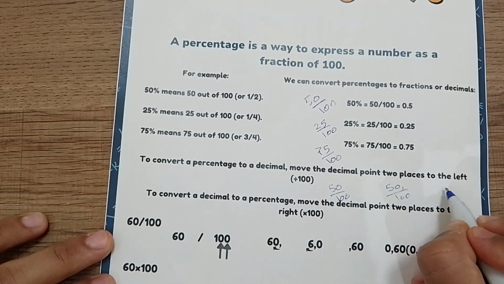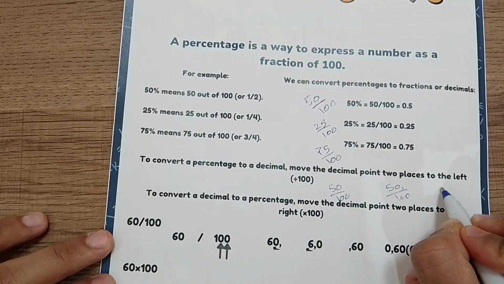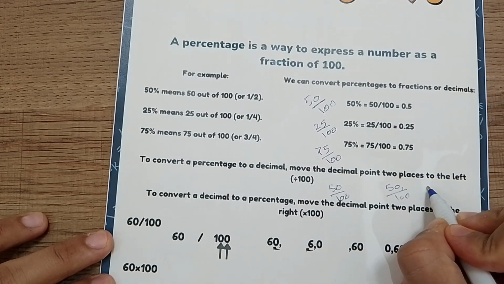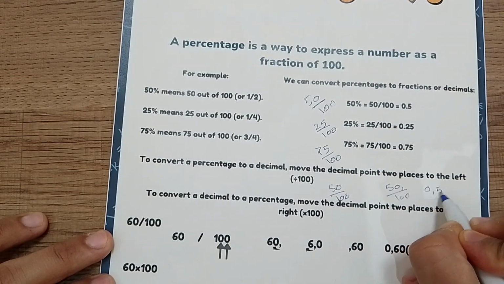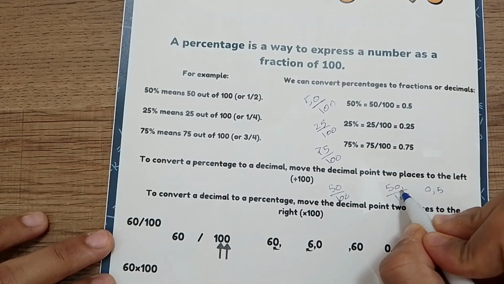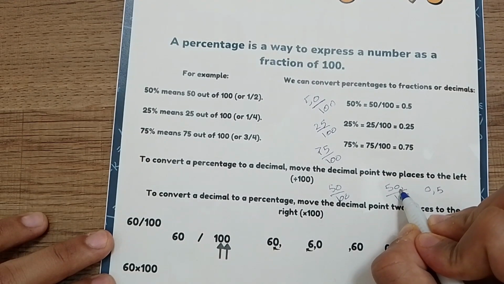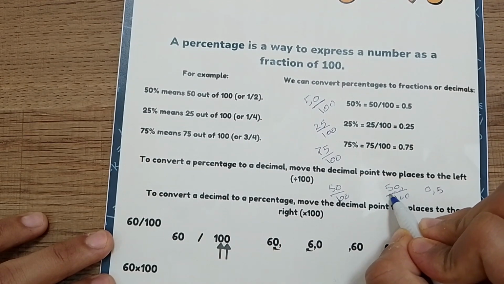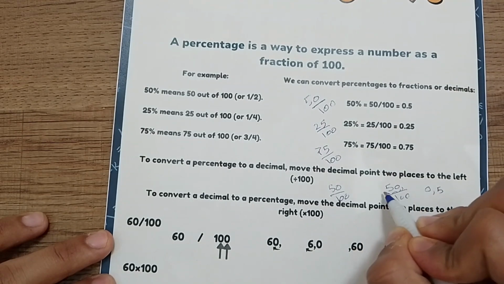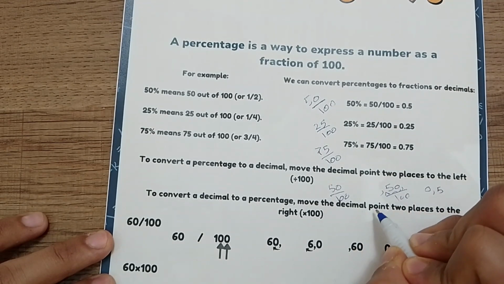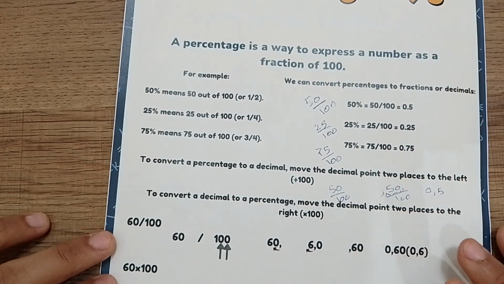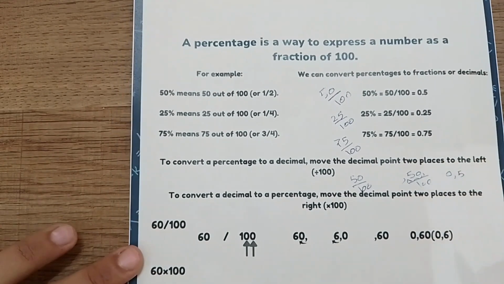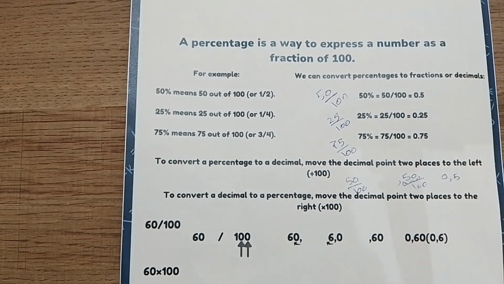It will be like that: 0.5. It was like that, and we moved it 2 places, the point being here. So let's move to the multiplication. To convert the decimal to a percentage, move the decimal point 2 places to the right.